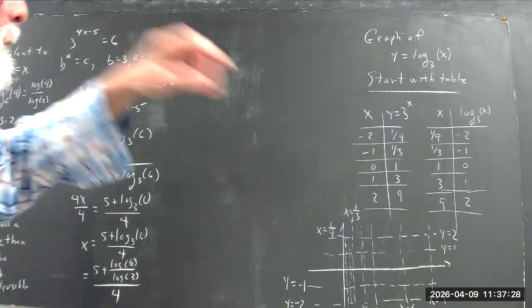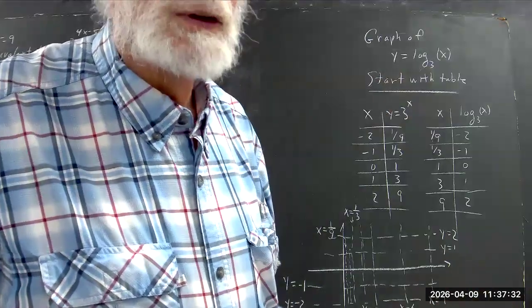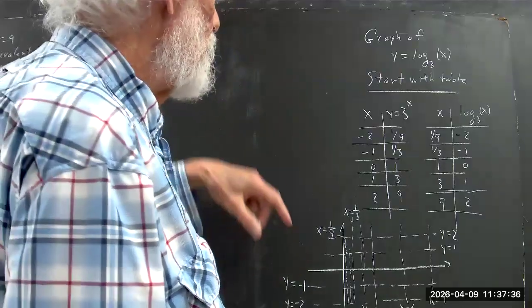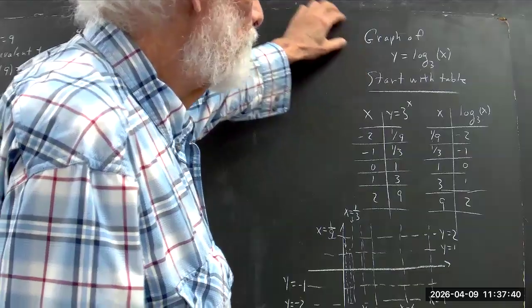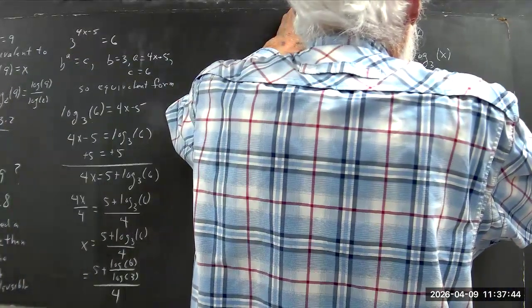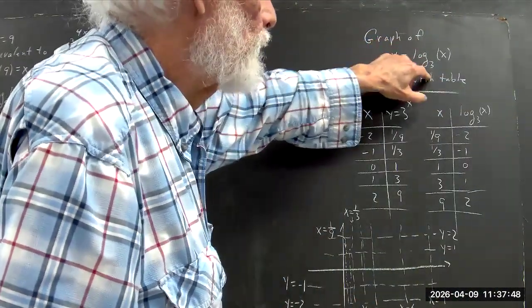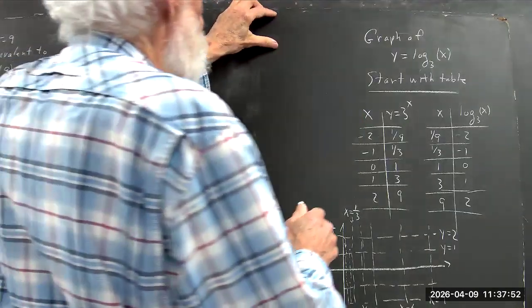So what we want to do is graph y equals log base 3 of x. Now the whole thing is very straightforward, so you don't really have to watch me do it in detail. It's very simple. We start with a table. This is the function that's inverse to the y equals 3 to the x function.